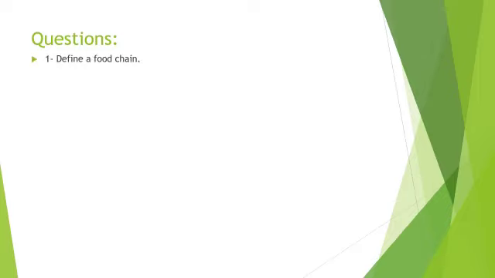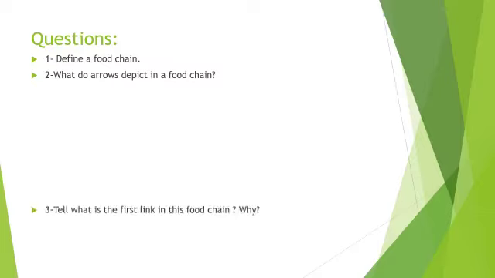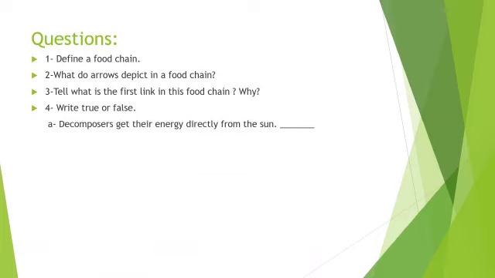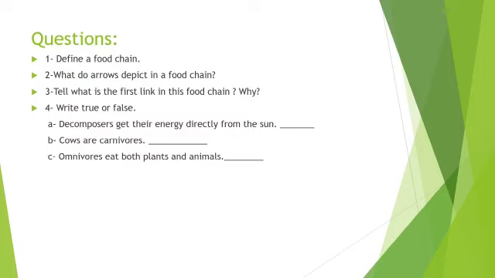Question 1. Define a food chain. Question number 2. What do arrows depict in a food chain? Question number 3. Tell what is the first link in this food chain. Why? Number 4. Write true or false. Part A. Decomposers get their energy directly from the sun. Part B. Cows are carnivores. Part C. Omnivores eat both plants and animals.